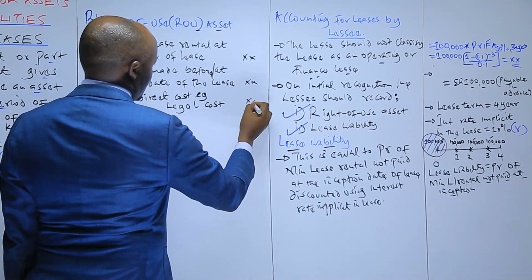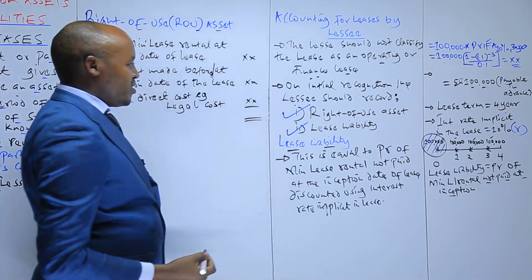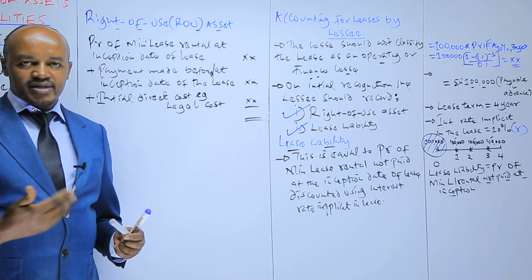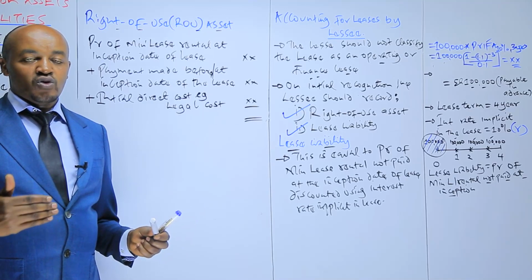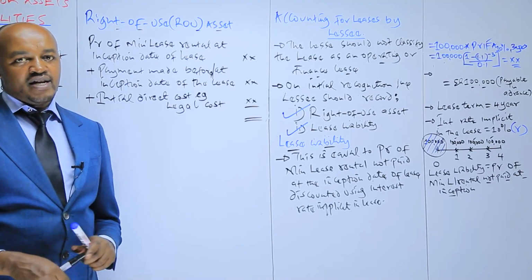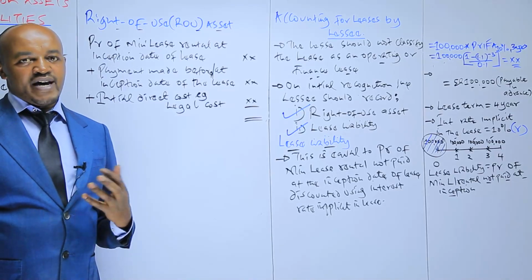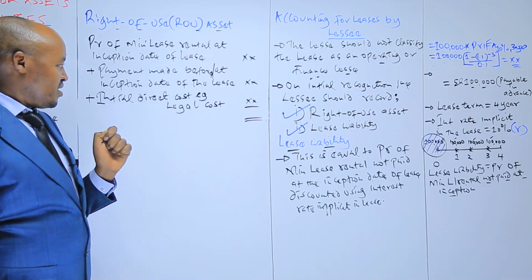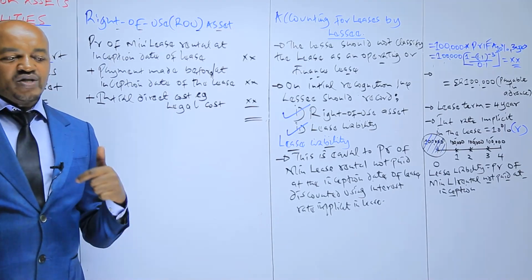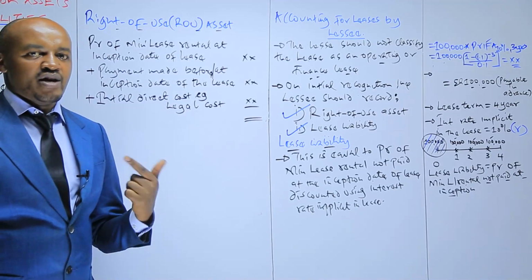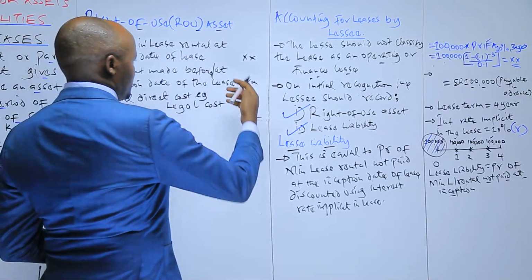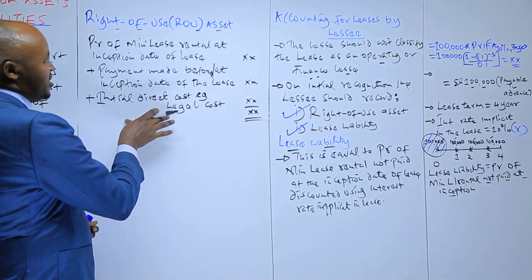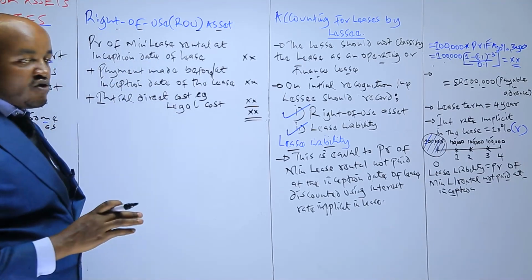When we talk about the legal cost, anytime as a company or as an entity you lease an asset from the owner, you must enter into a lease agreement. That lease agreement will be drafted by a lawyer who will charge you a fee. That fee charged by your lawyer, we refer to as a legal cost, which is an initial direct cost associated with the lease. So we add all this, and whatever you get here is the amount for initial recognition of the right of use asset.